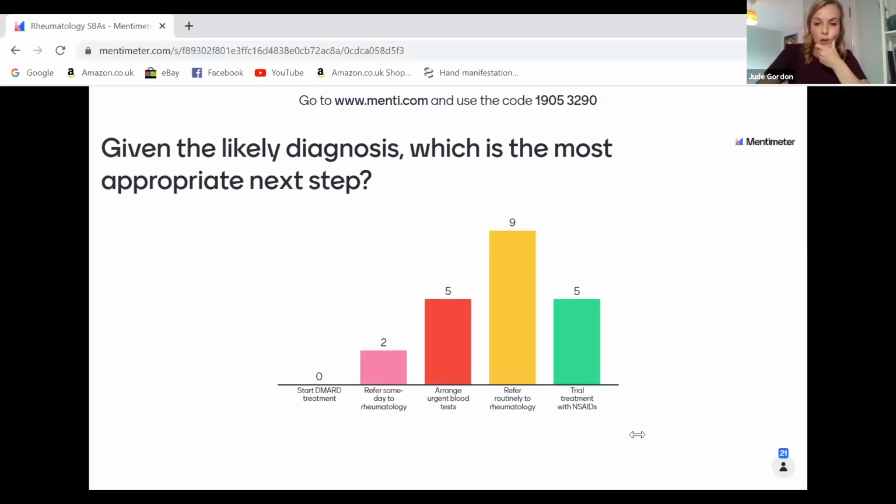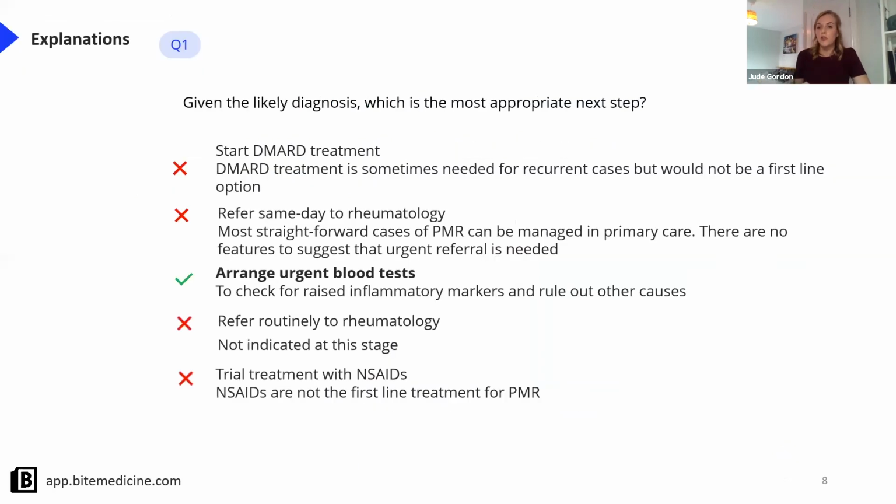Okay, so we've got a bit of a mix of things here, which is good. The most popular answer would be to refer routinely to rheumatology, and then we've got a bit of a spread between the others. So we'll go back to the PowerPoint now. The correct answer is actually to arrange for some urgent blood tests. In this case, the most likely diagnosis is polymyalgia rheumatica, and the reason for doing blood tests is to look for raised inflammatory markers in particular. That could be a CRP, an ESR, or a plasma viscosity.